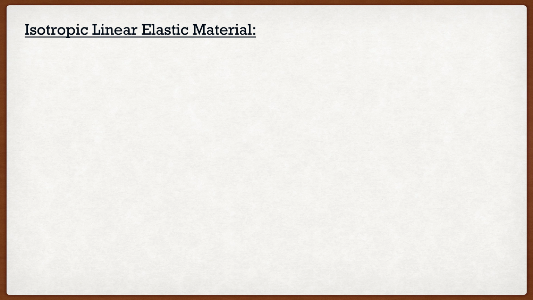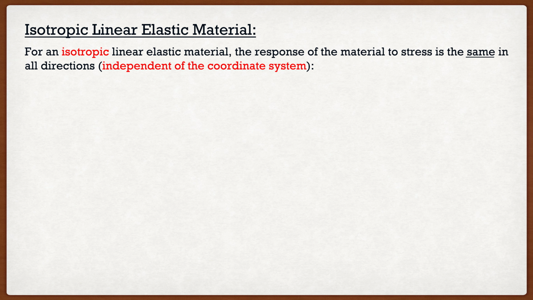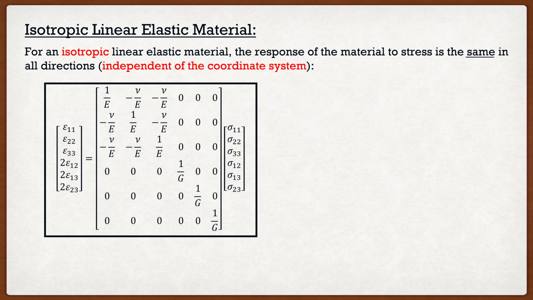Now, getting into the one that I said is the most popular by far, you have probably all seen it, and that is an isotropic linear elastic material. For an isotropic linear elastic material, the response of that material to stress is the same in every direction. It's actually independent of the coordinate system. So it doesn't matter if I pull along E2 or E3 or E1, it's going to have the same response no matter how I pull. Therefore, we can simplify this down into two material constants, which we see as nu, the Poisson's ratio, as well as E, the Young's modulus.